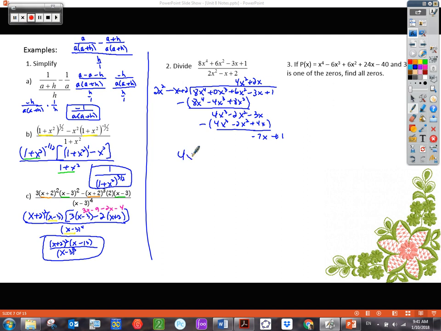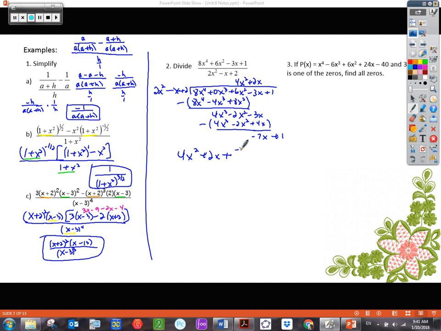So the whole part is 4x squared plus 2x. That's the whole part. The whole part is the part that's up here. My remainder, I always put in a plus. I don't care what the sign of the remainder is. I always put a plus. If you do that, you will not mess up.